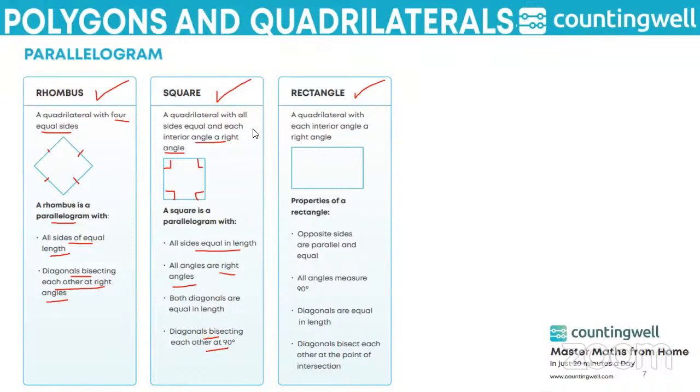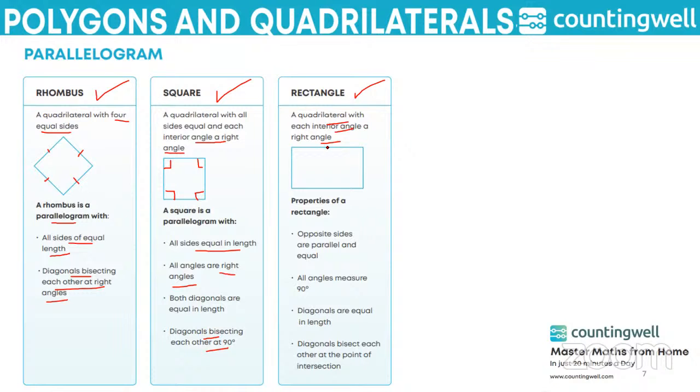Now let us understand whether a rhombus can be a square, or every rhombus can be a square, or every square can be a rhombus. You will come to know as we progress in our session. Now let us see about a rectangle. A quadrilateral with each interior angle a right angle is a rectangle.